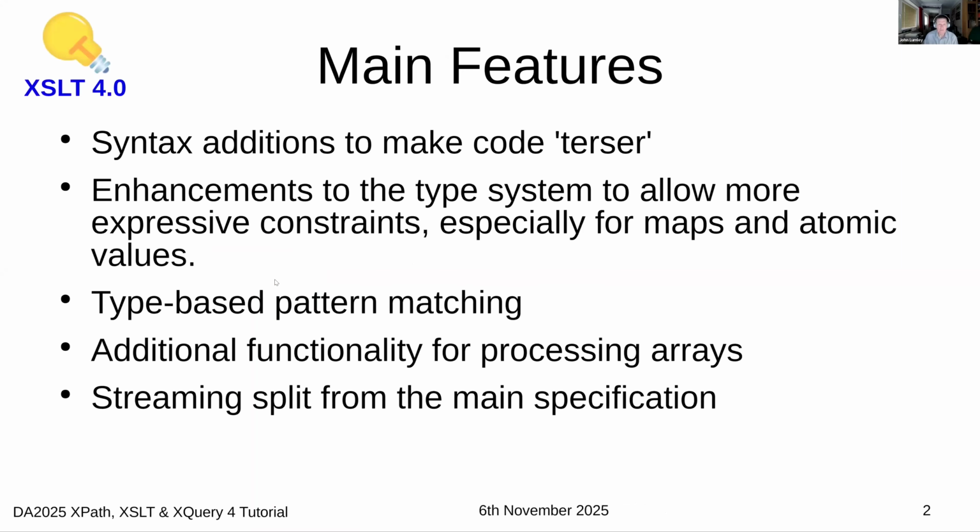Okay, XSLT 4. The main features are basically syntax additions to make the code terser, enhancements to the type system to allow expressive constraints, building on the stuff that you have in parallel effectively with the XQuery stuff. Type-based pattern matching, which is pretty much done, but it's a bit strange. You have to think about that one. Some more additional functionality for processing arrays.